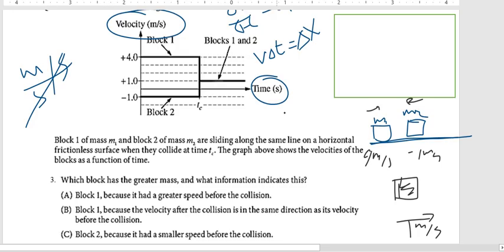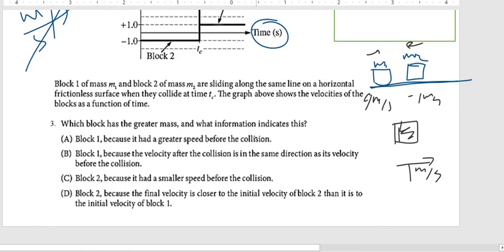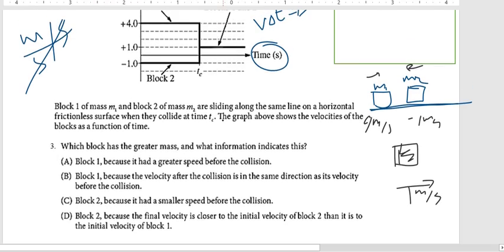Okay, which block has a greater mass based on the information, and what tells you that? Let's look at it. Block 1 because it has a greater speed before the collision. That doesn't mean anything. Anything could be going any speed, so that's kind of a stupid answer. Cross that one out. Block 1 because the velocity after the collision is in the same direction as the velocity before the collision. Maybe. Block 2 because it has a smaller speed before the collision. Again, that's nonsense. Anything can have any speed. So you can eliminate those two.